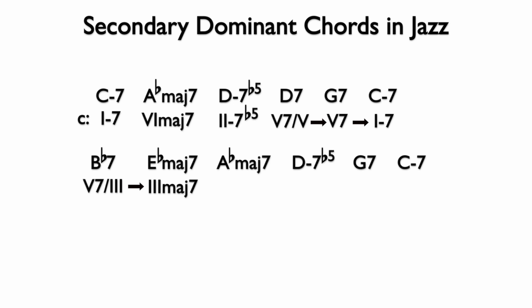This is followed by 6 major 7, 2 minor 7 flat 5, 5-7, and 1 minor 7. We complete the analysis by bracketing 2 minor 7 flat 5 to the 5-7 and use an arrow to show the resolution of 5-7 to 1 minor 7.